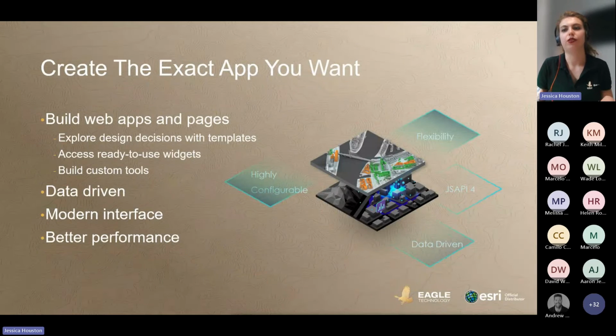To break it down further to its core concept, Experience Builder is about configuration. It enables us to create the exact app that we want, and we build web apps and pages by exploring different design decisions with templates that are accessible and ready-to-use widgets. And then when we need it, we can build custom tools. It's data-driven, so we can create map-centric or non-map-centric apps. And it's built on the latest web technology and version 4 of the ArcGIS API for JavaScript, which all that means is that the apps are going to look modern and they're going to perform much better.